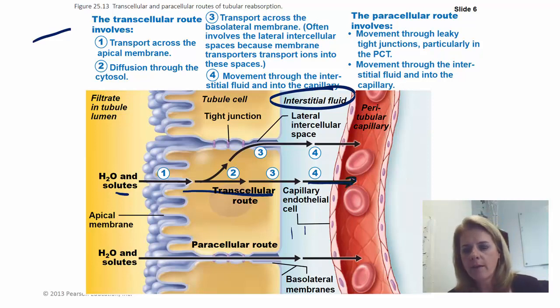Then you can also have paracellular, which means it goes between cells. So where these cells are connected, there are going to be some spaces, some gaps, and so things can actually go between these cells into the interstitial fluid and into the blood.